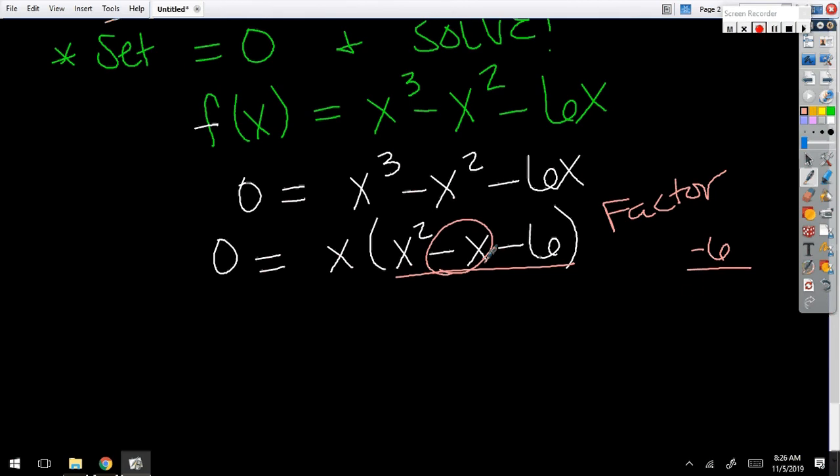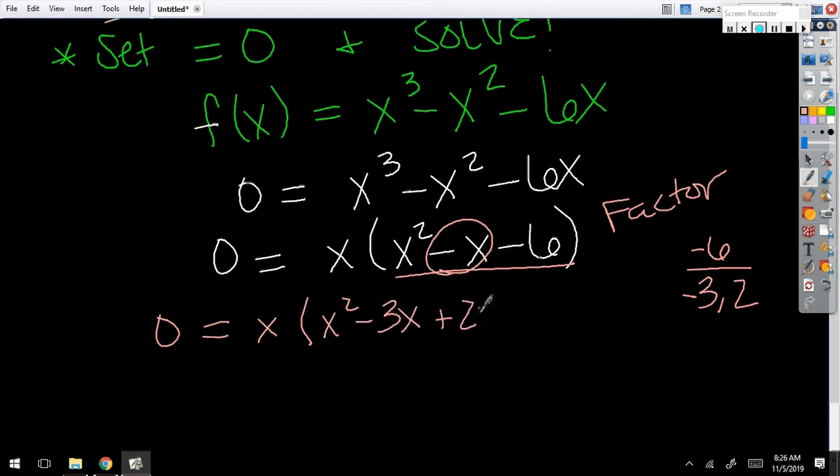-3 and 2. You had such confidence with that, and you were right. All right, x squared minus 3x plus 2x. If you're a little rusty on the factoring, you might want to go back and look at that factoring video.